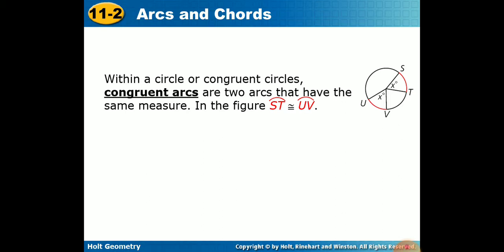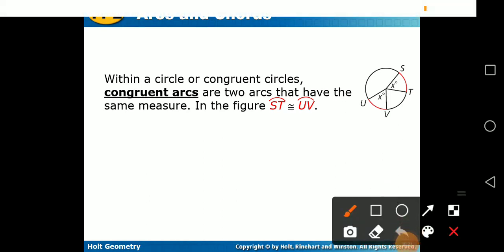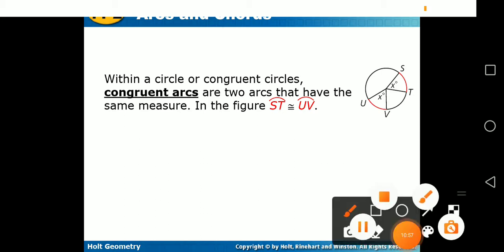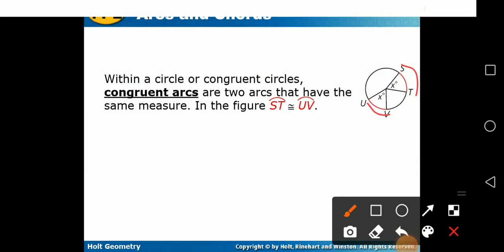Now let's have another thing. I have here the ST and the UV arcs, congruent arcs. So if I have two congruent circles, or within one circle, congruent arcs like ST and UV, therefore arc ST is congruent to UV. Okay, so if I have congruent arcs like this, ST and UV, the same measure of the two arcs will be the same.